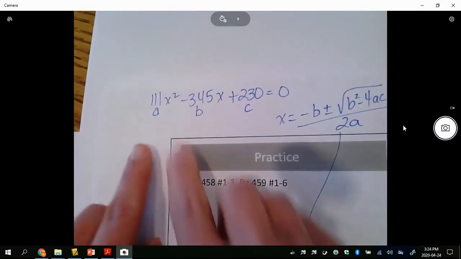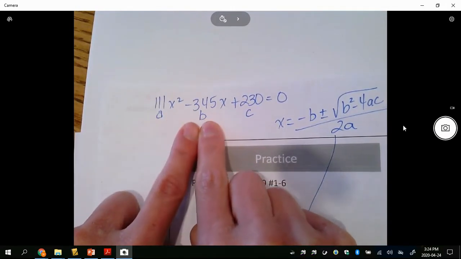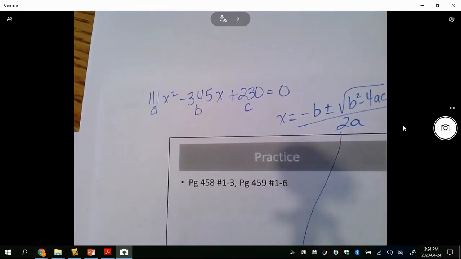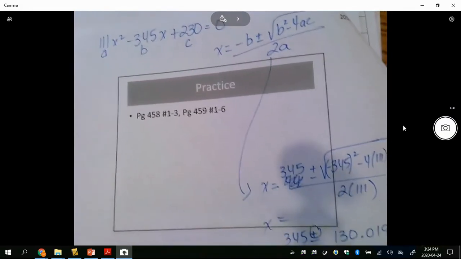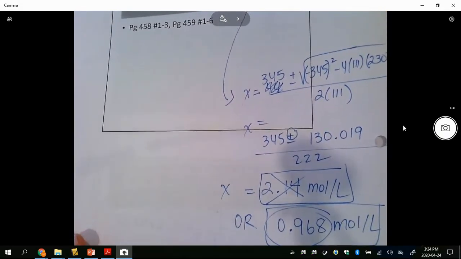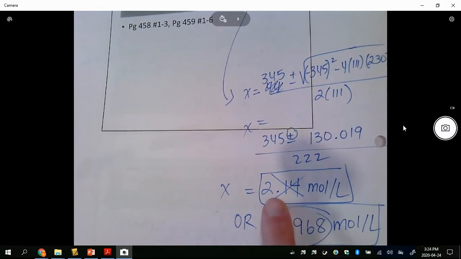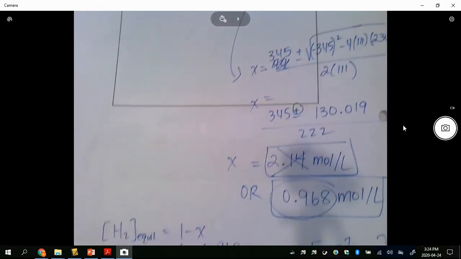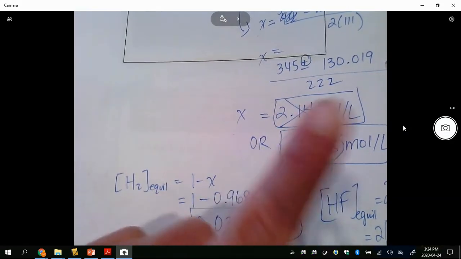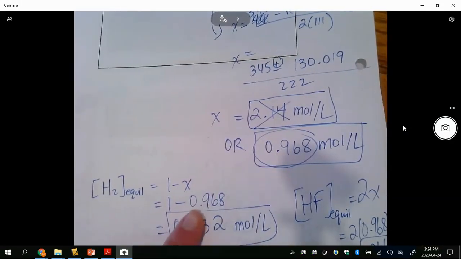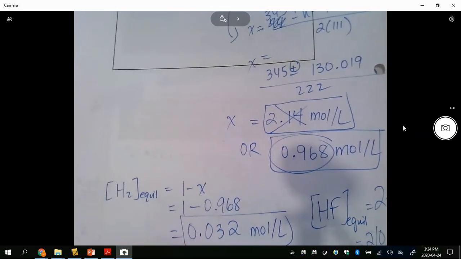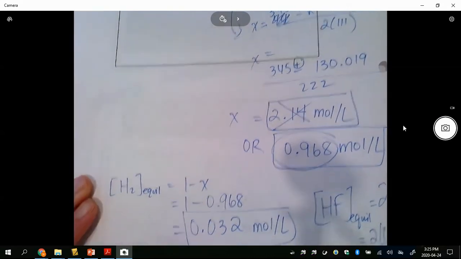So you get 111x squared minus 345x plus 230 equals 0, and you use the quadratic formula to solve for this. You get this or this, and I figured out that you can't have the bigger number because when you plug that bigger number into 1 minus x, you would get a negative, so that can't be possible. So we're going to use the smaller number. And you get this value here for H2 at equilibrium.